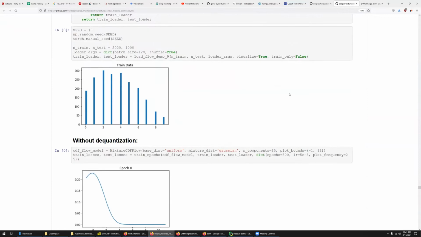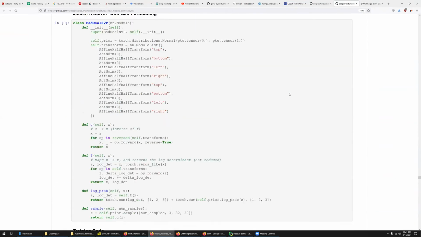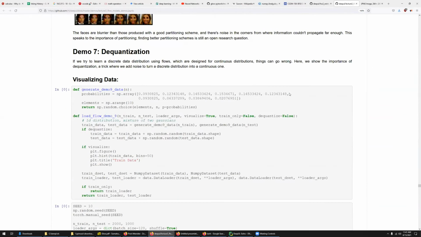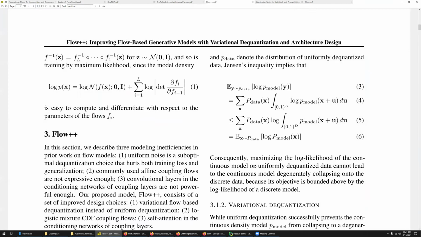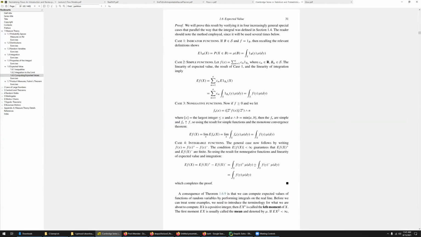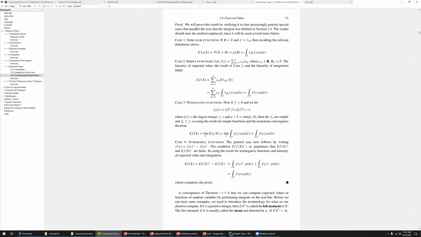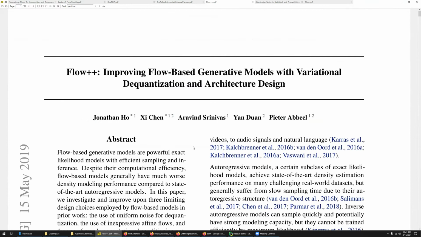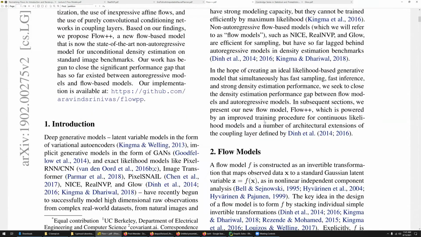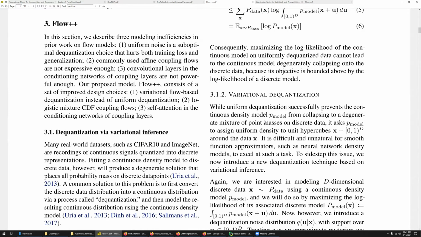So let me move on, and this is the last one. Demo 7 is the dequantization. I think it's pretty straightforward. It actually comes from their own paper, Flow++. This is by all of the TAs and Peter and Bill, I think. There is where they show the variational dequantization.